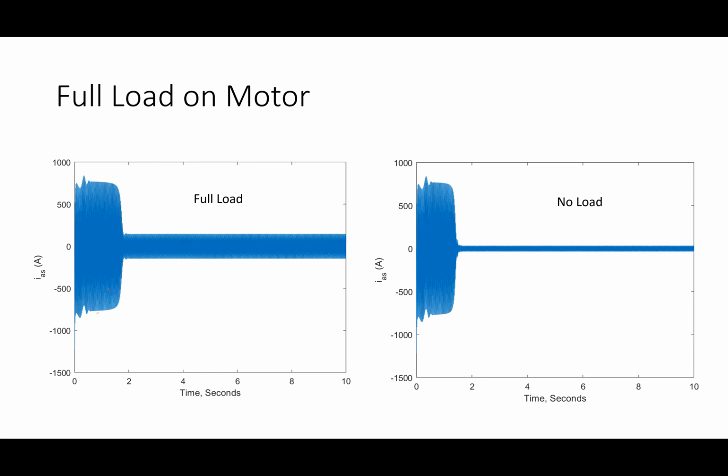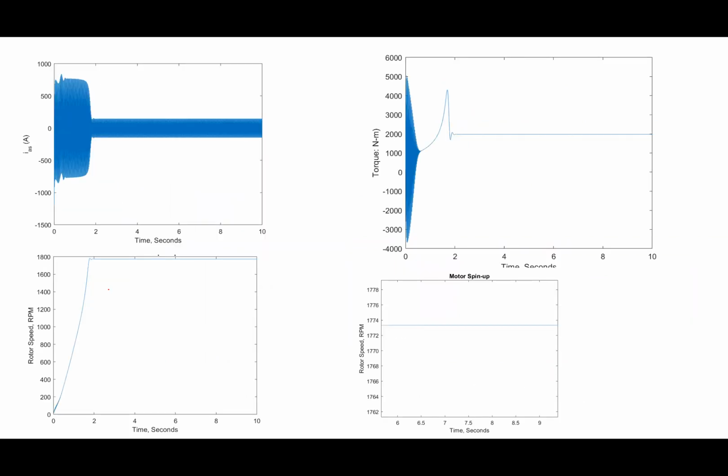Now, if I look carefully at what's going on in those particular cases, here's the ramp up of the speed. Here's what the torque looks like. Now the torque in this case is not 0. In this case, it works out to be, I don't know if I have it written down, I think it's roughly about 1900 Newton meters, something like that.